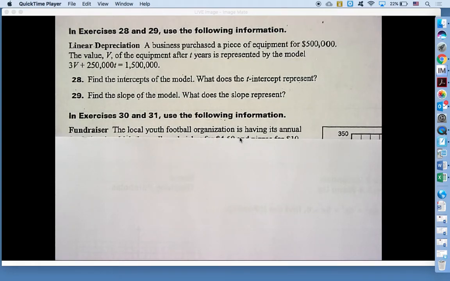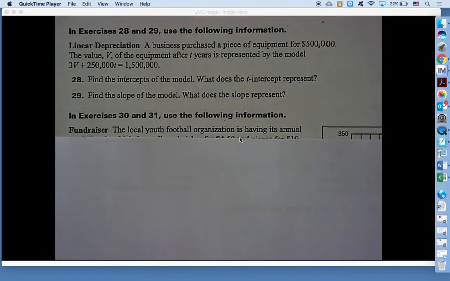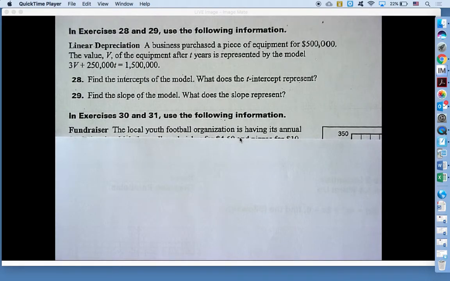So this problem here wants us to find the intercepts of the model. And it gives you an equation, so you don't have to come up with it like you had to do in the fundraiser. But V is value, T is time. And I apologize for the screen going in and out. It's because of the sun. So 3 times the value plus 250,000 T is equal to 1.5 million.